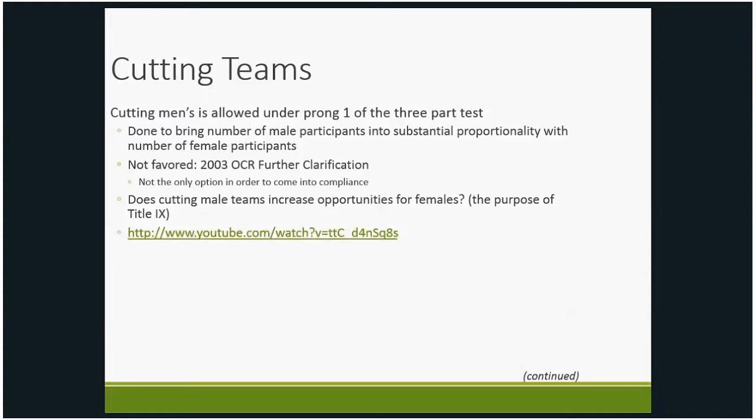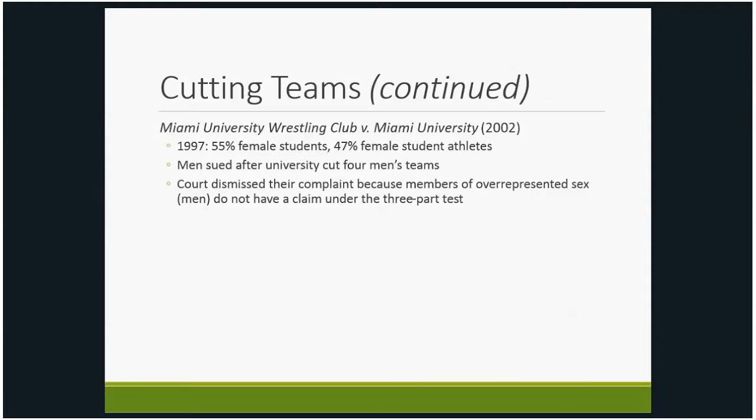The 2003 Office of Civil Rights clarification from the Department of Education said you can cut men's sports, but we heavily favor increasing female opportunities for Title IX. It works for substantial proportionality, but it doesn't work with the overall idea that you're looking to increase female opportunity. Miami University versus Wrestling Club versus Miami University, 1997: it was 55% female students and only 47% female student athletes. Miami University cut the wrestling club to become substantially proportionate.